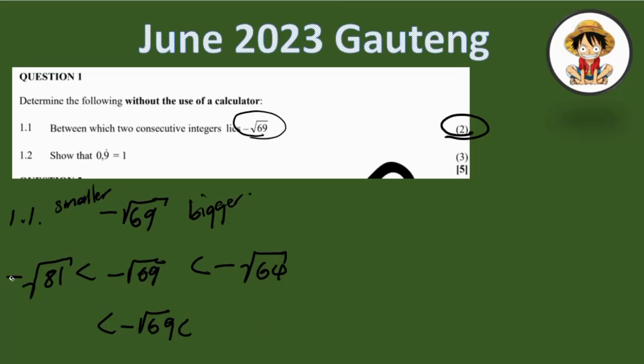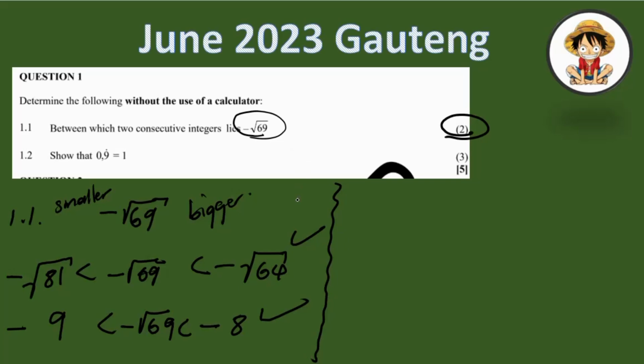What is the square root of negative 81? The negative stays outside. The square root of 81 is 9. And then here also the negative stays outside. The square root of 64 is 8. And those are your answers. There goes your 2 marks right there. Hope that makes sense. You see that? That's how you answer that. Easy as that.